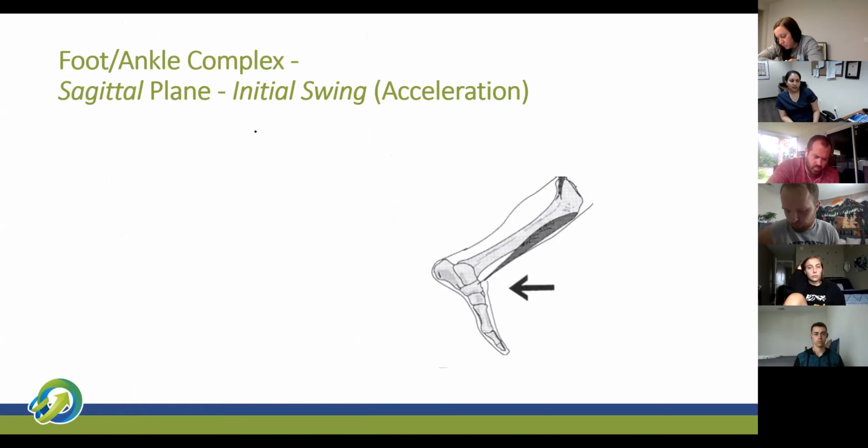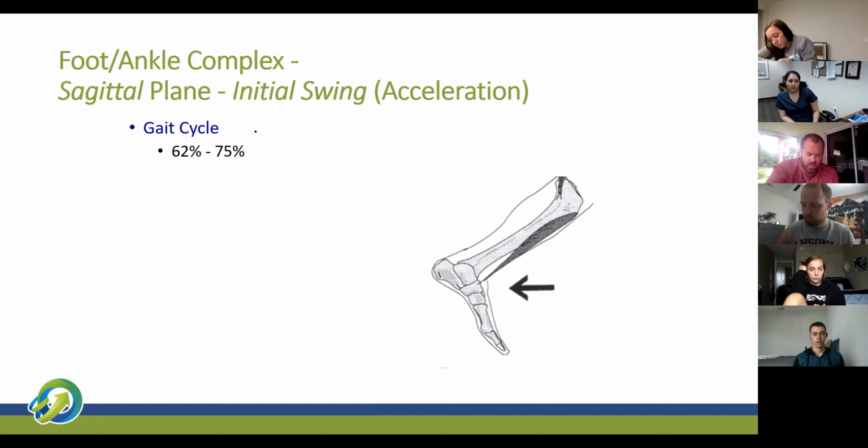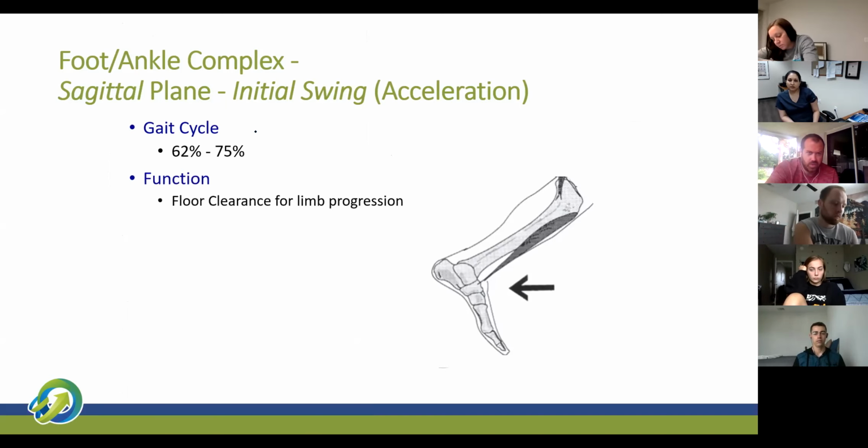Okay. So then initial swing, and now we're starting to be in acceleration mode. This is going to be towards 62 to 75% of your gait cycle. And this is allowing foot clearance to start for limb progression. And this is going to be the second arc of dorsiflexion. Did you review the first arc of dorsiflexion already?